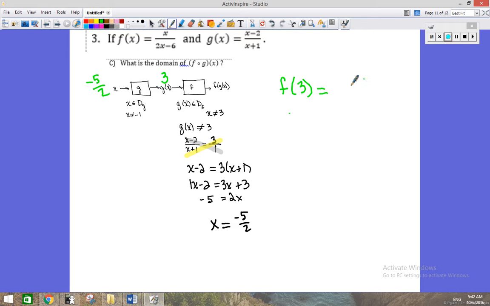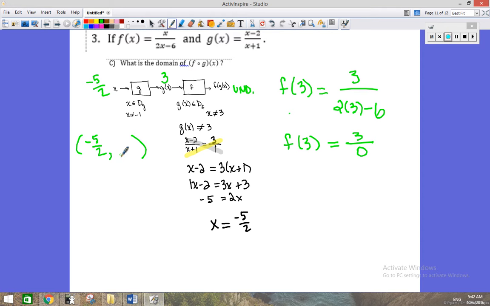Well, f always creates a fraction. The input is always the numerator. We're okay so far. And in the denominator, 2 times the input minus 6. And there's the problem, because when we do that arithmetic, we get 0. So this -5/2, the x-coordinate of our function composition, is undefined over here. We do not have a y value that this is related to. So -5/2 can't be in the domain of this composition because it doesn't produce an output.